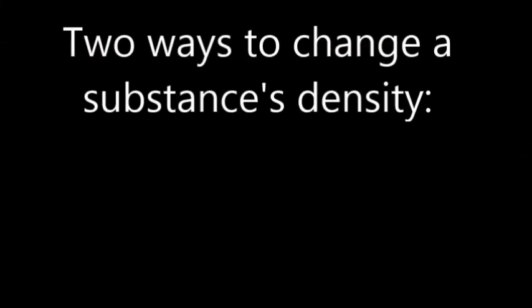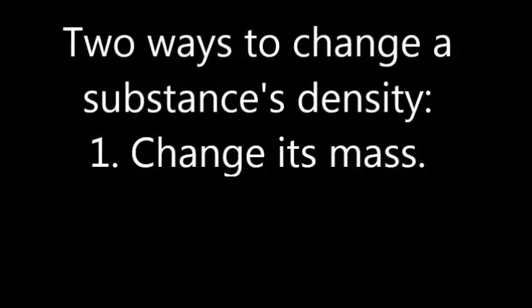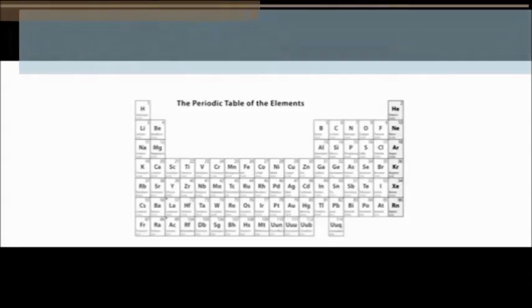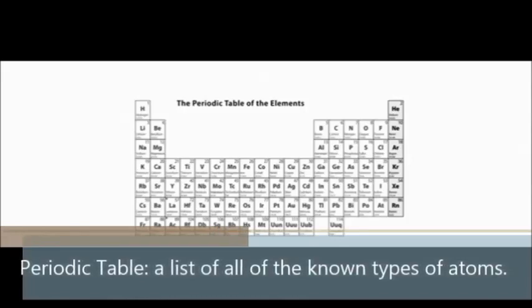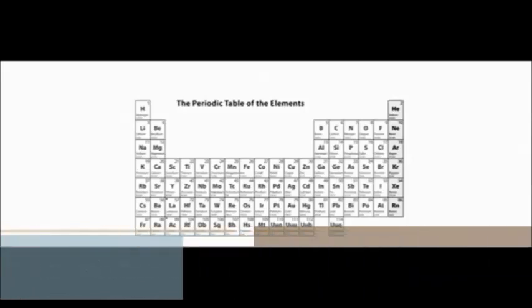There are two ways to change a substance's density. The first is you can change its mass, and the second is you can change its volume. To understand how we can change its mass, we need to know a little bit about the periodic table of elements. This is a list of all of the known types of atoms that there are in the universe.